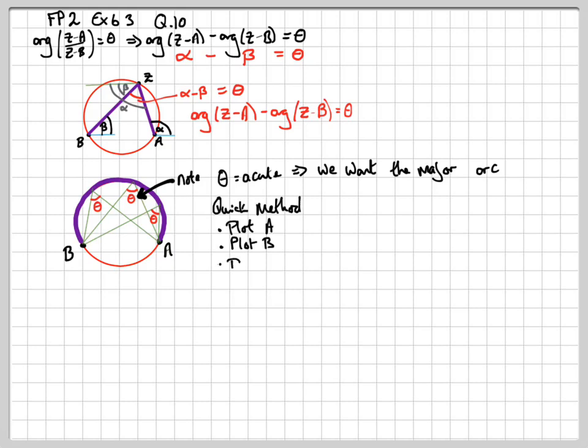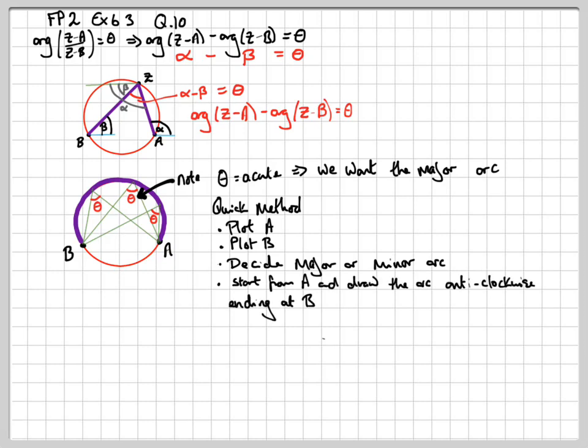So the quick method to draw this type of loci down is to first of all plot where the point A is. Secondly, to plot where the point B is. You must decide whether you want a major or minor arc, and that will determine how you actually draw the circle passing through those 2 points. And then you start from A and you draw the arc anti-clockwise ending at B, where essentially A is the point from the numerator of the original problem, and B is the point from the denominator.